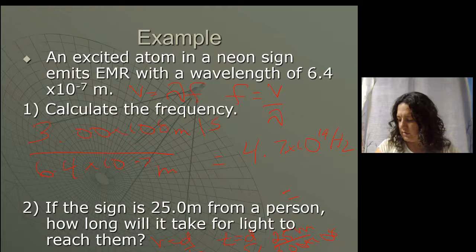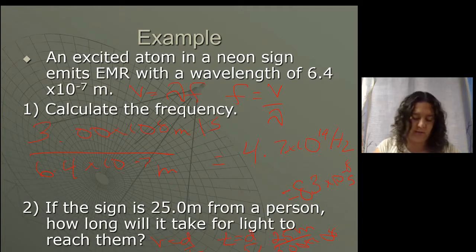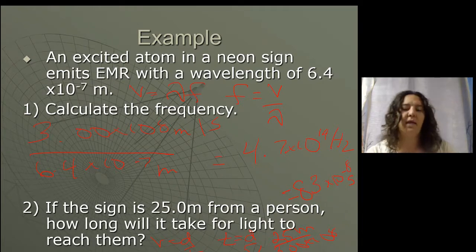So we're going to get a total time of 8.3 times 10 to the negative 8 seconds. So incredibly, incredibly less than a second for that light to get to that person 25 meters away.